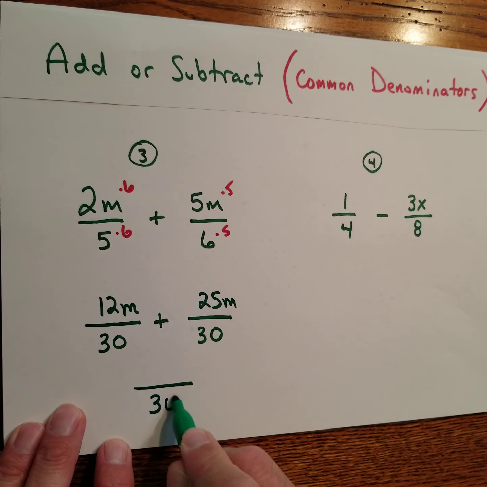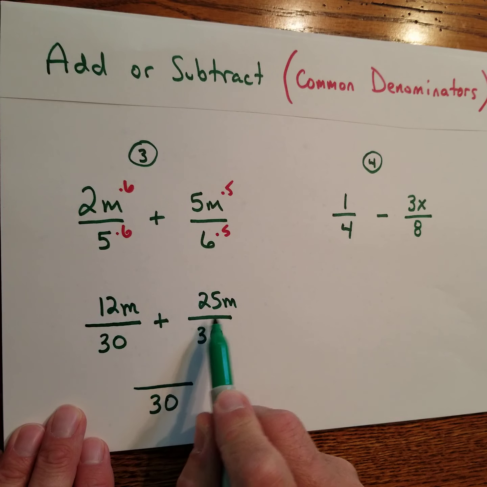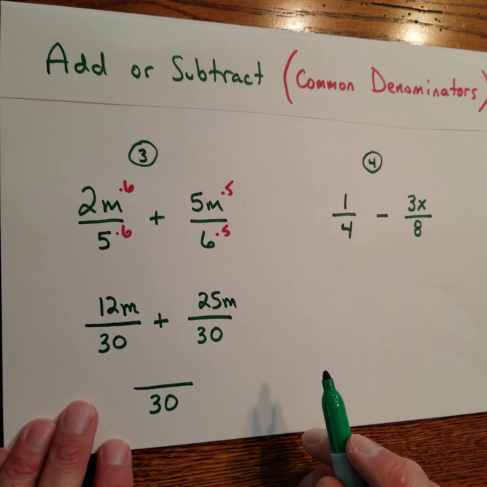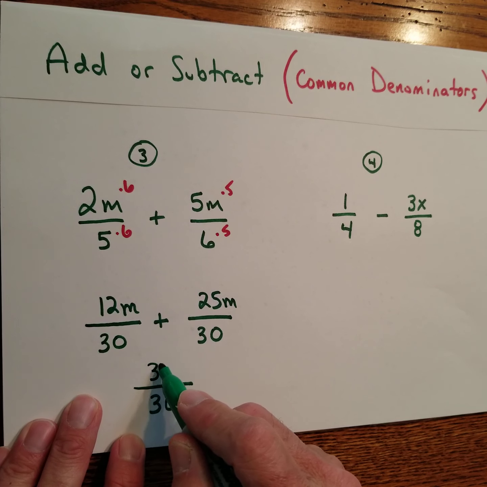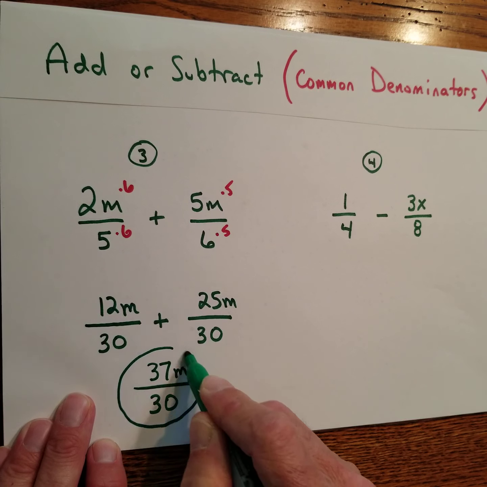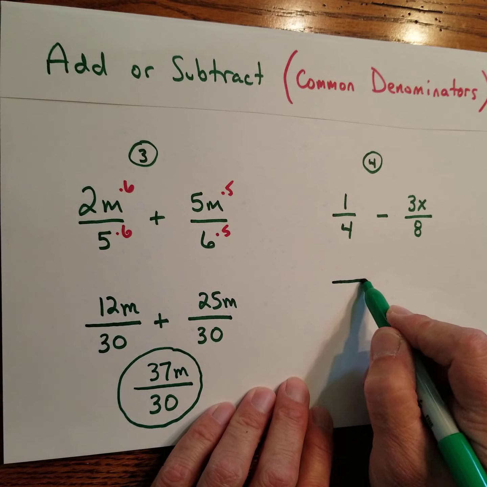Now keep that common denominator. And since this has an m and this has an m, these are like terms and I'm allowed to add them. 12m's added to 25m's is 37m's. That's exactly the way we want number 3 to look. Here comes number 4.